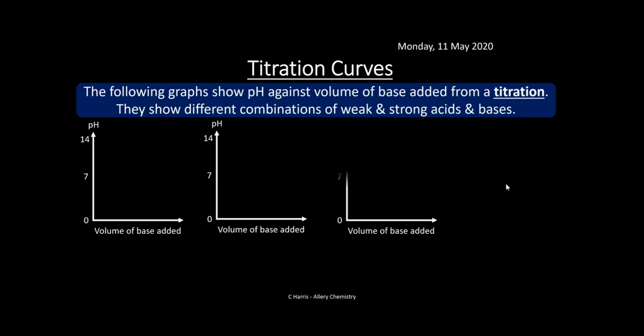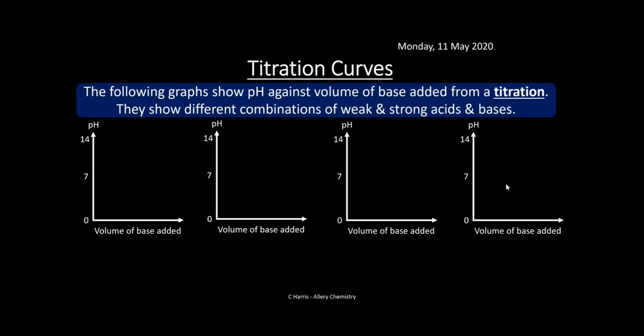Okay, so we know what a titration is and how that works. What we're going to do now is look at what we get if we plot the results. If we had a pH meter in our conical flask instead of an indicator, and we're monitoring the pH as we add our solution into the conical flask, these graphs are going to show us the pH against the volume of base added from a titration.